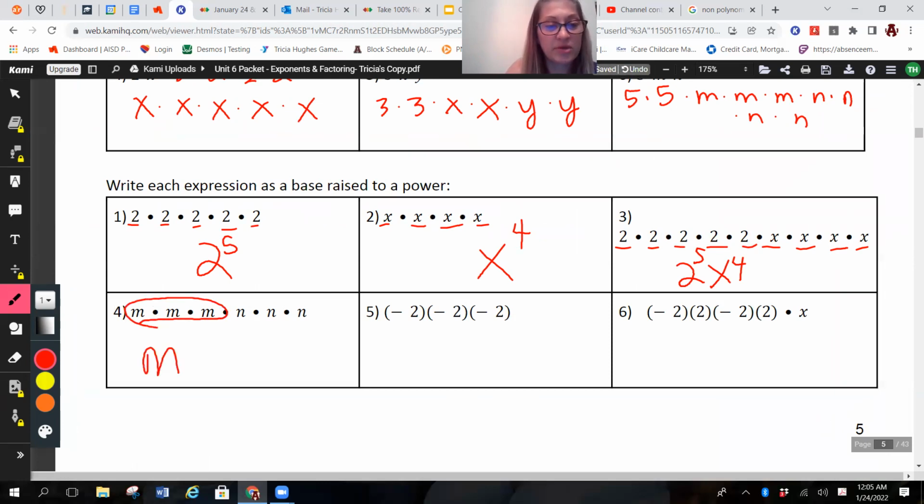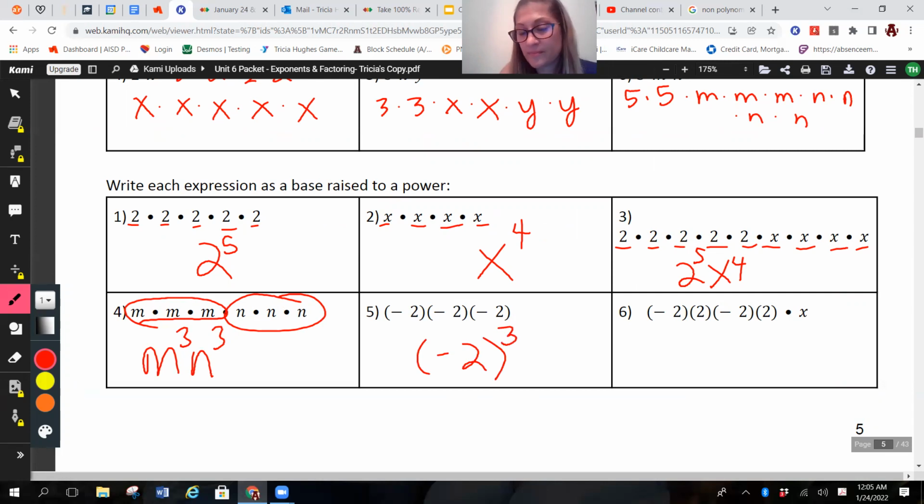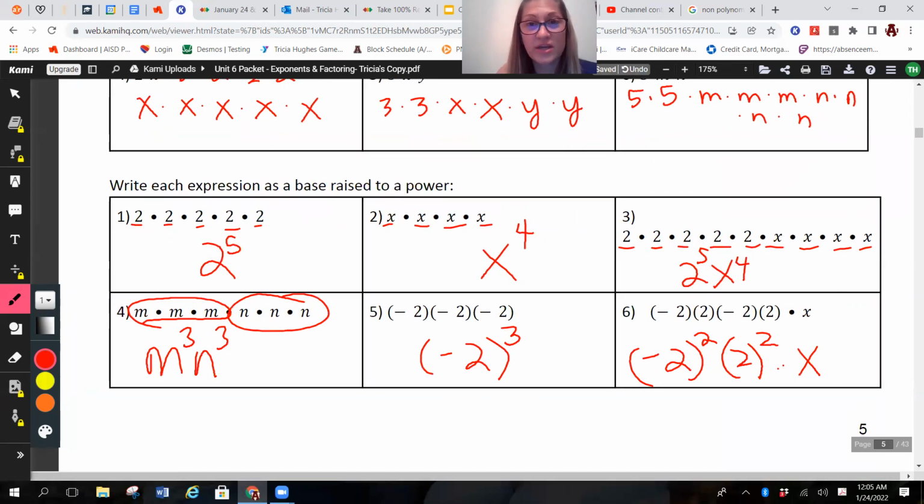All right, so that's m cubed, n cubed, negative 2 cubed, negative 2 squared, 2 squared, x. Done.